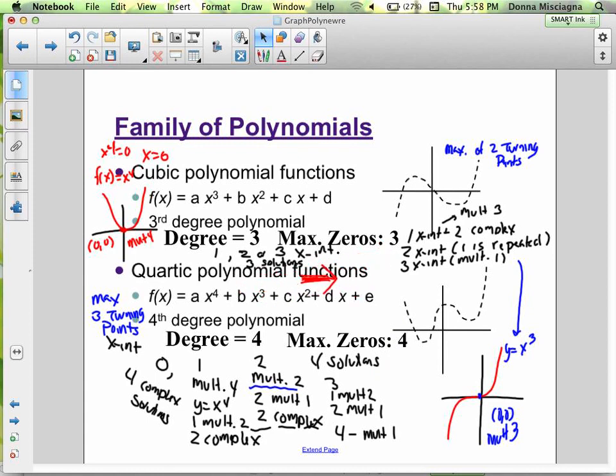The most number of turning points is 2, right? Maximum 2 turning points, right? You have to have one less turning point than x-intercepts, right, because you have to turn in between those x-intercepts.